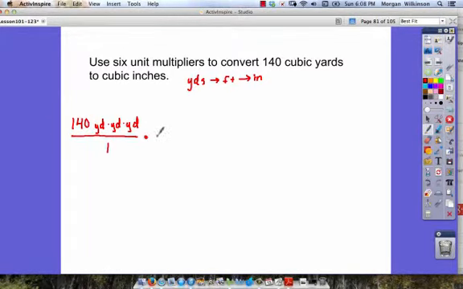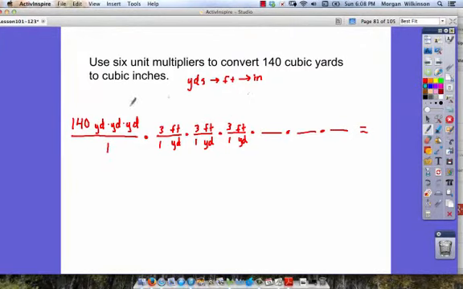Then we're going to multiply by 6 unit multipliers. We'll make them small so we can fit them all in here. So we're going from yards to feet first, so we must have yards in the denominator and feet in the numerator. That's so yards cancel. We're going to do that 3 times, so we can cancel out all of our yards. We know there's 3 feet in 1 yard, so we'll do that each time.